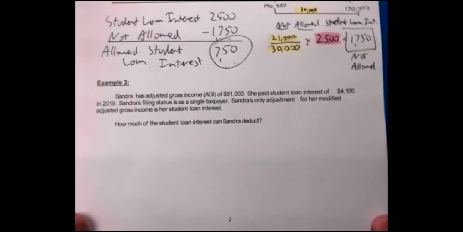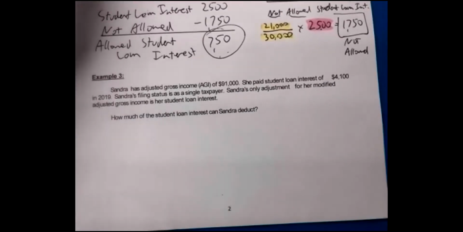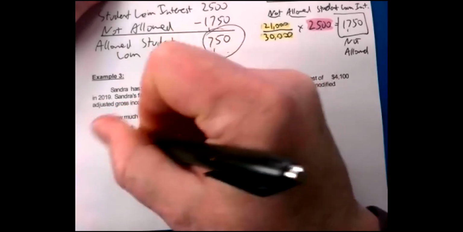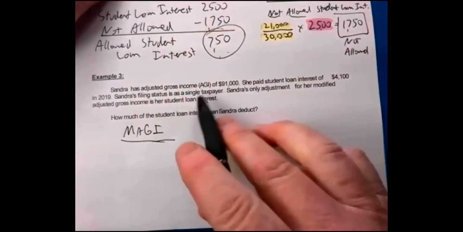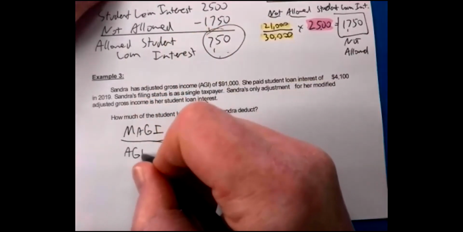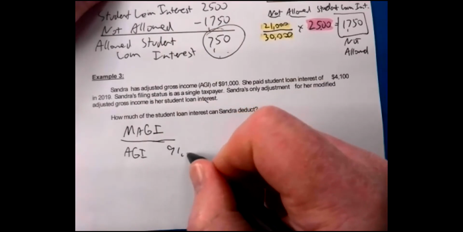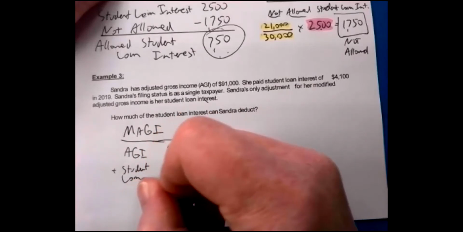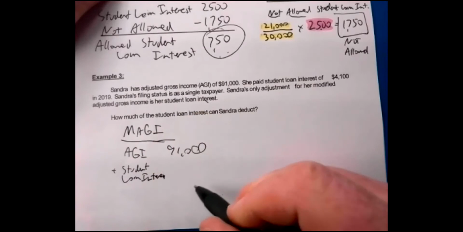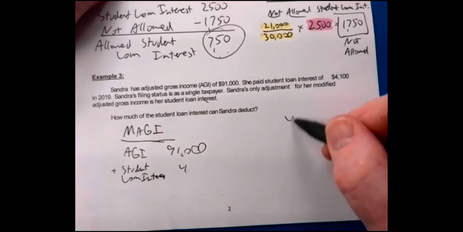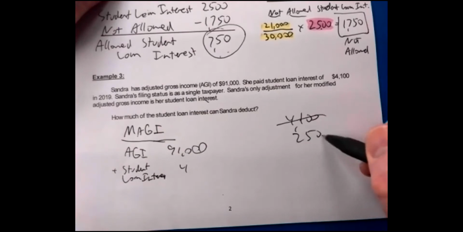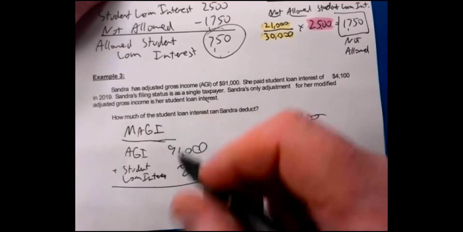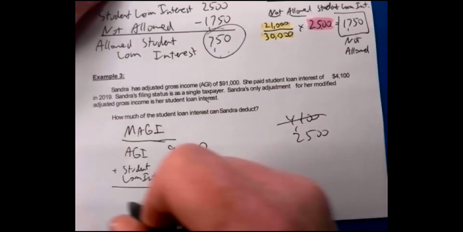Okay, poorly spaced example number 3. Kind of an easy one, and that is 2-year modified adjusted gross income. Sandra has AGI of 91,000 plus her student loan interest, 4,100. Oops, 4,100, but you can't do all that. 2,500 is the max. Doesn't really matter because she's at 93,500.